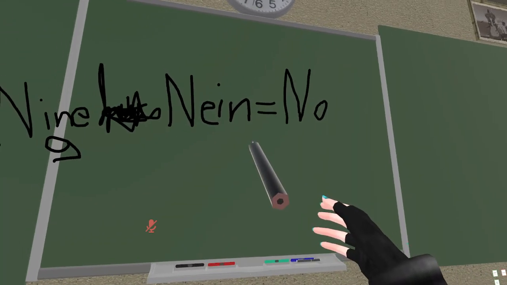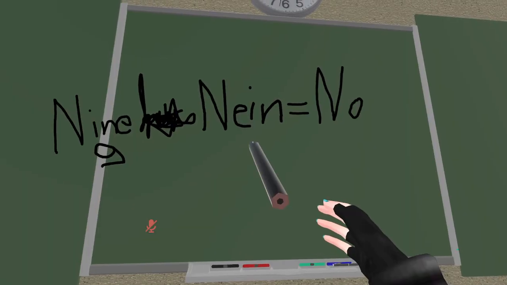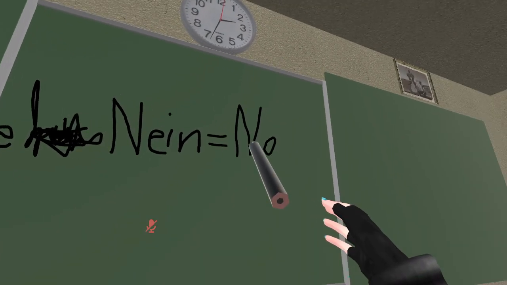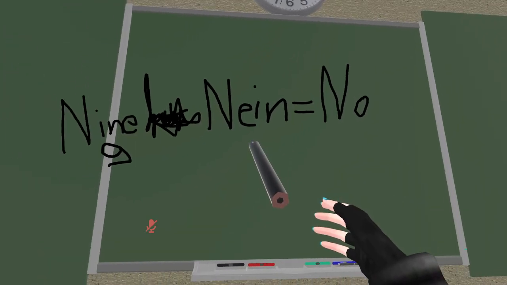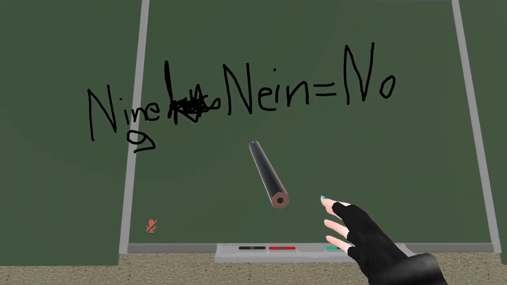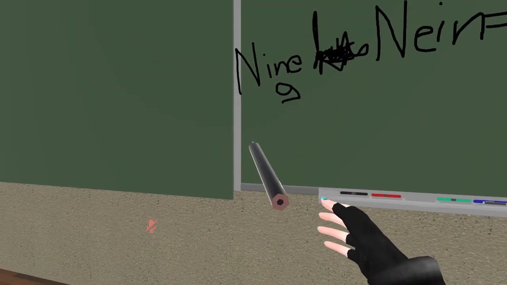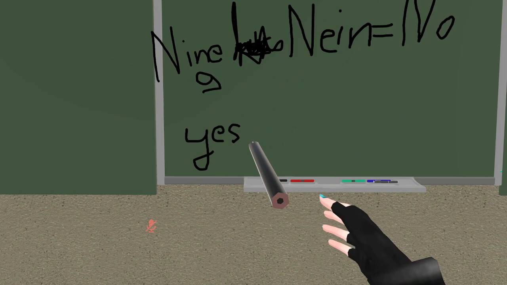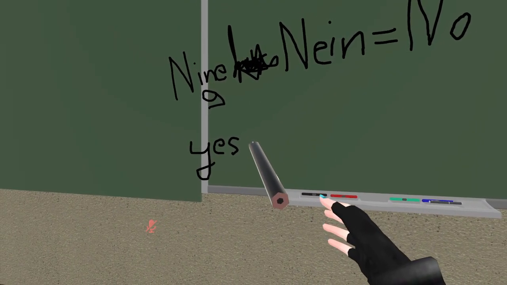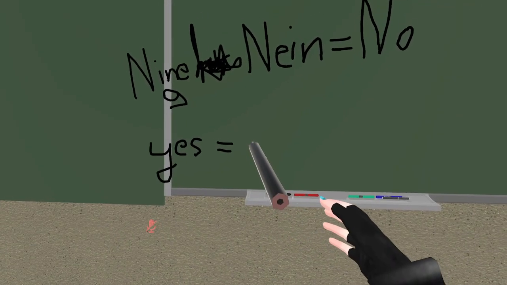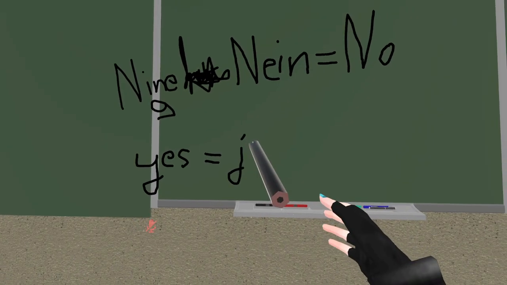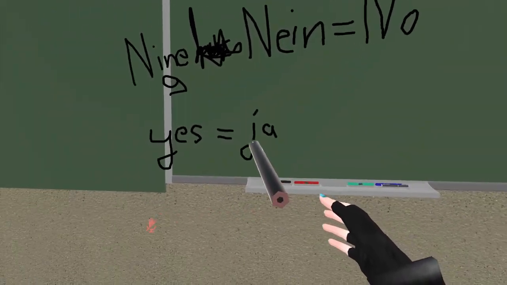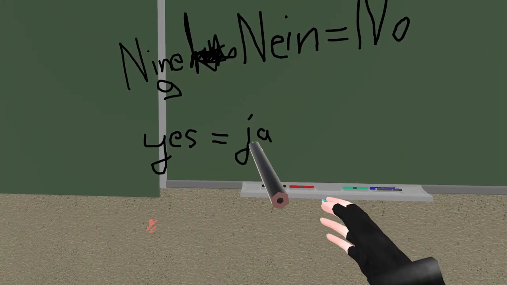No. So if you go to Germany and someone asks you, do you want something to drink, and you don't want anything to drink, you say nein. Because nein means no. Nein is the German word for no. And for yes, the German word for yes would be ja. Ja is the German word.